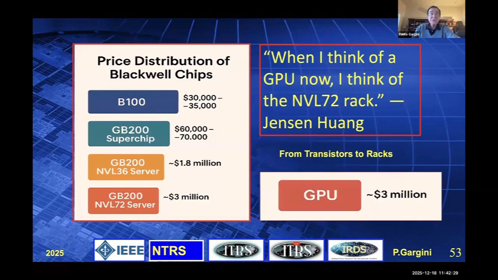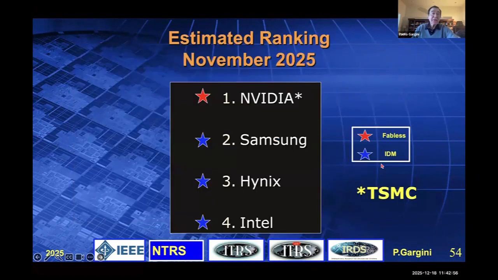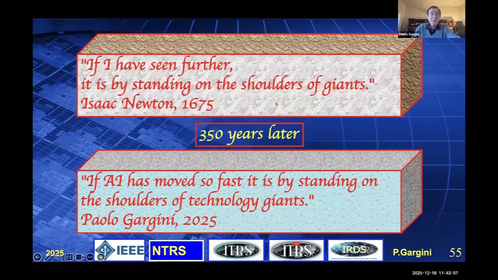So let me come to the conclusion that all of this has created an incredible amount of wealth for the companies that are involved in this. Consider that while the best processor could sell for $5,000, now you can sell the GPUs for $50,000, $60,000, $70,000, to the point that Jensen Huang calls a $3 million rack the basic ingredient. And what will happen this year, for the first time in history, a fabless company will be the number one for the semiconductor industry. So let me come to the end.